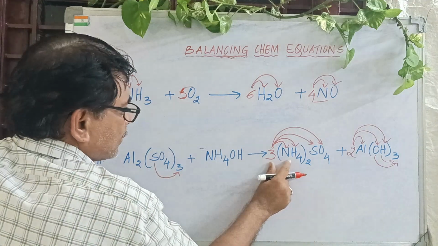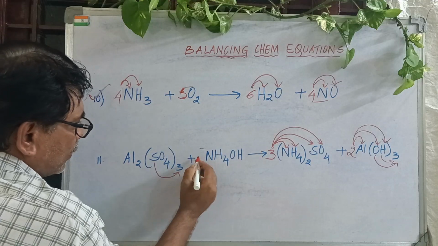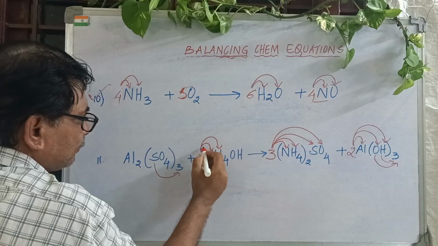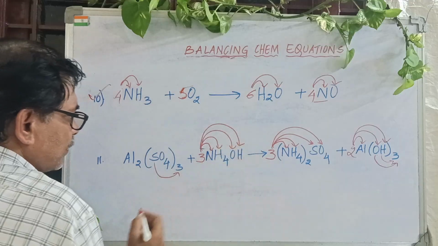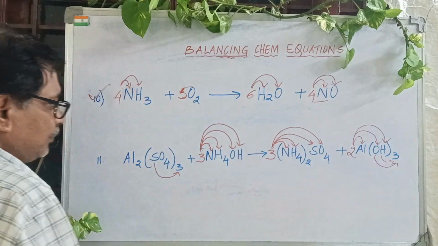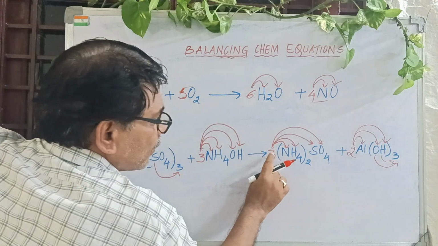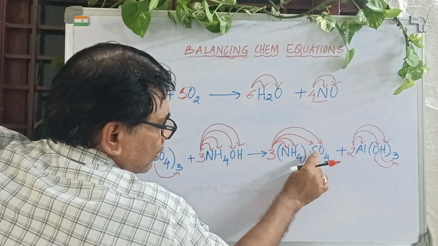Now start. N's are 3. Good. N's here only 1, isn't it? So let us write 3. Now this is applicable for all. Right. So let us start now. Aluminium is 2. Sulfur is 3. Sulfur, this is applicable like this, therefore sulfur is 3.